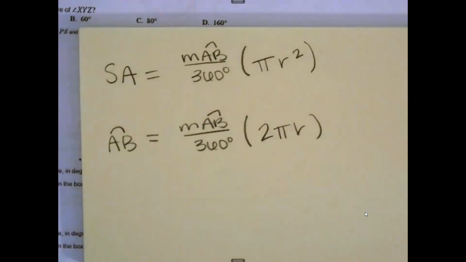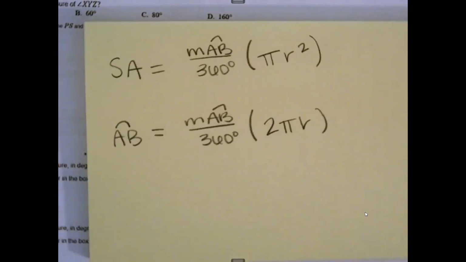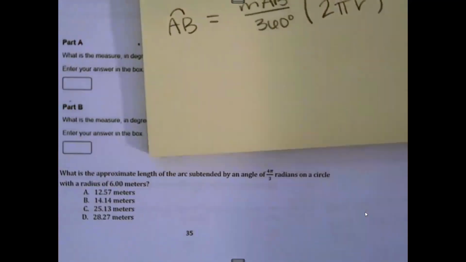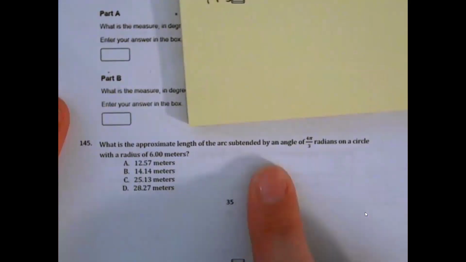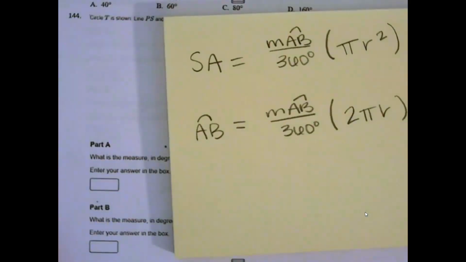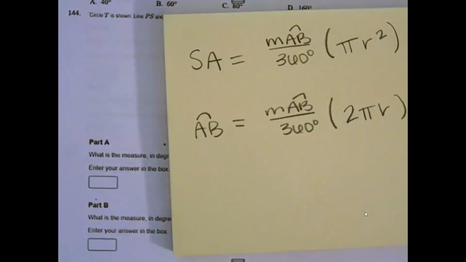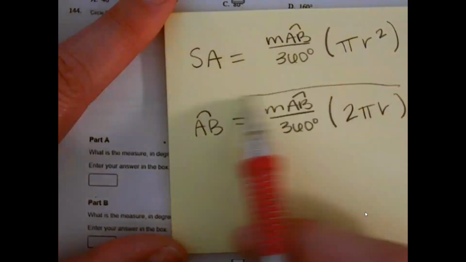Okay. So when we did this unit, are we listening? When we did this unit, we did not know what radians were. We'd never dealt with radians before. So we only learned the degree measure version of this formula. Now, when you look at problem 145, it says, what is the approximate length of the arc? So which formula are we going to use? The first one or the second one? Second one. Okay, it's arc length, so we're going to use the second one.